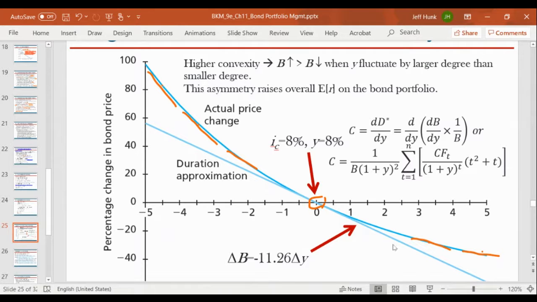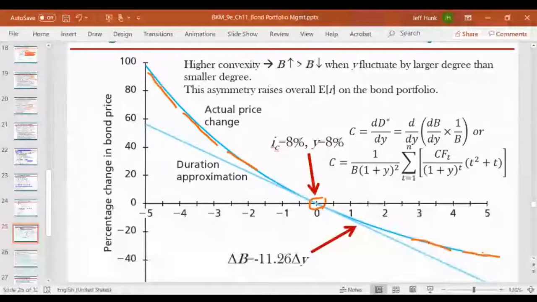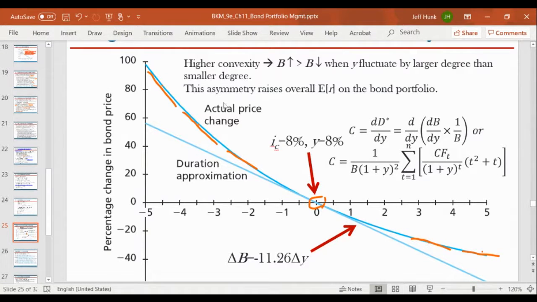So this type of approximation is possible as long as interest rate changes are relatively small, within a 1% range, negative or positive, up and down, right? But if interest rate changes are much greater, for example, -3%, -4%, or +3%, +4%, this straight line cannot give you an accurate price change, because the curve already diverges a lot from the straight line, right? So that's the limitation of duration.